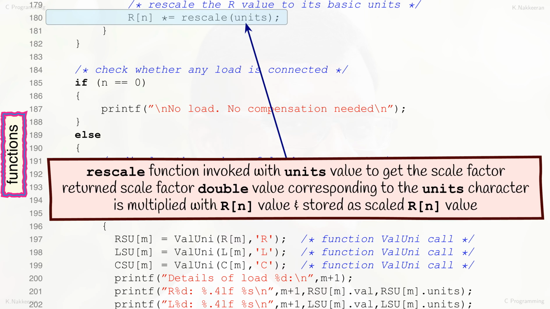Line 180 is an arithmetic assignment statement that rescales the appropriate element of the R array with the double scale factor returned by the rescale function, which is invoked with the input load resistance units character value. Thus the input load resistance value in R of n is rescaled to the base units ohm value that can be used for the impedance calculations.